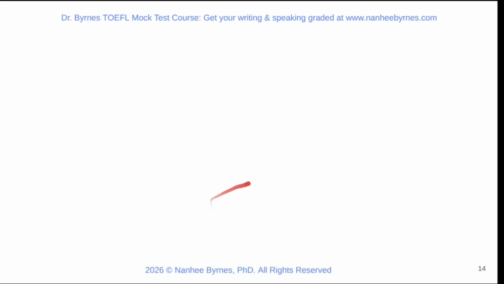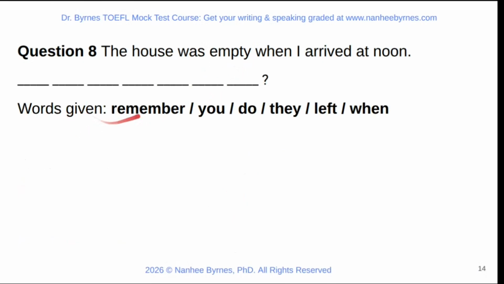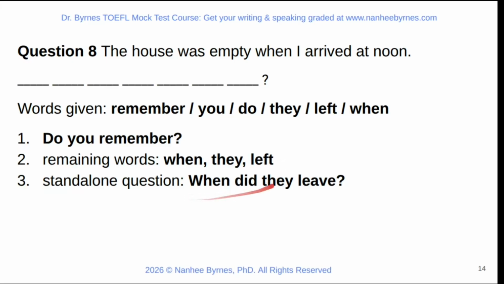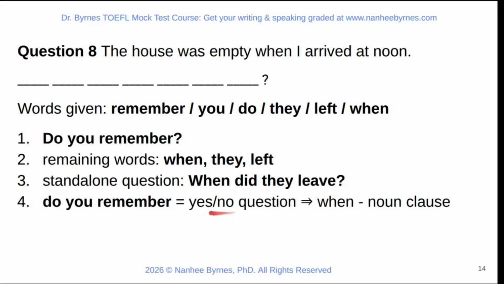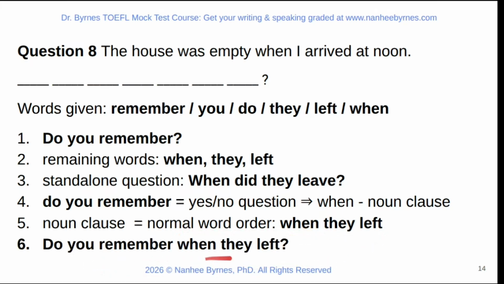Question 8. The house was empty when I arrived at noon. Words given: remember, you, do, they, left, when. First, we identify the question, do you remember? The remaining words are when, they, and left. As a standalone question, it would be, when did they leave? When combined with do you remember, the when clause acts as the object. We use normal word order, they left. The final answer is, do you remember when they left?